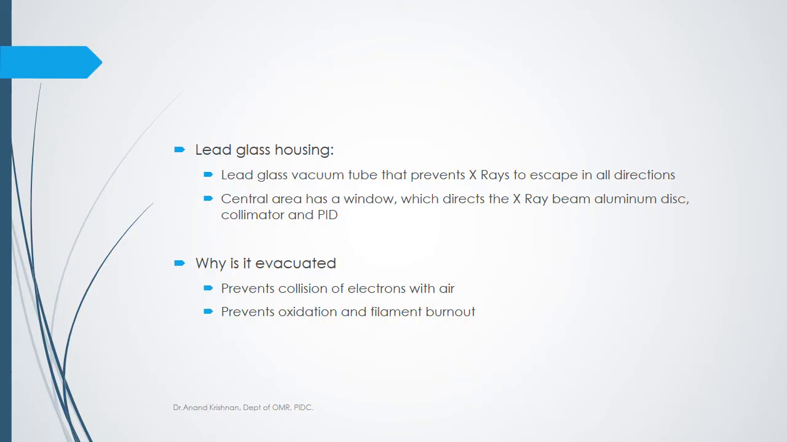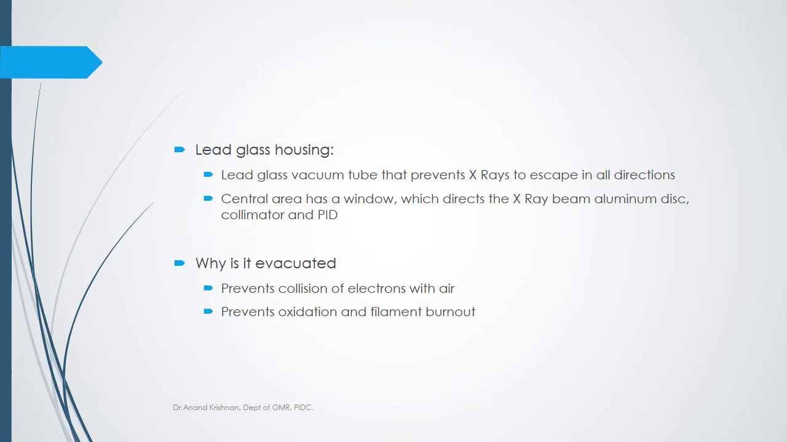The lead glass housing, the lead glass vacuum tube, prevents X-rays from escaping in all directions. The central area has a window which directs the X-ray beam, aluminum disc, collimator and position indicating device. Why is it evacuated? Because we need to prevent collision of electrons with air.